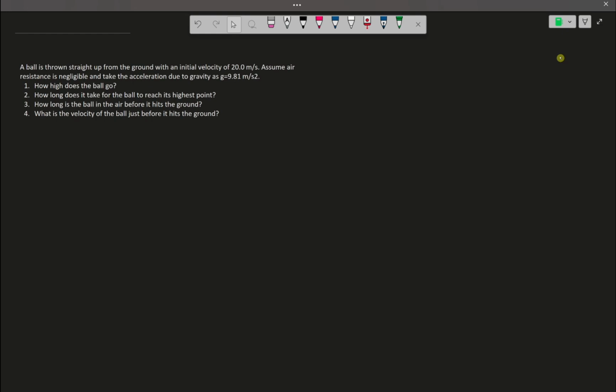20 meters per second. We're going to assume air resistance is negligible because this is not a 300 level physics class, and we take acceleration due to gravity to be 9.81. Great, so we assume all normal stuff.